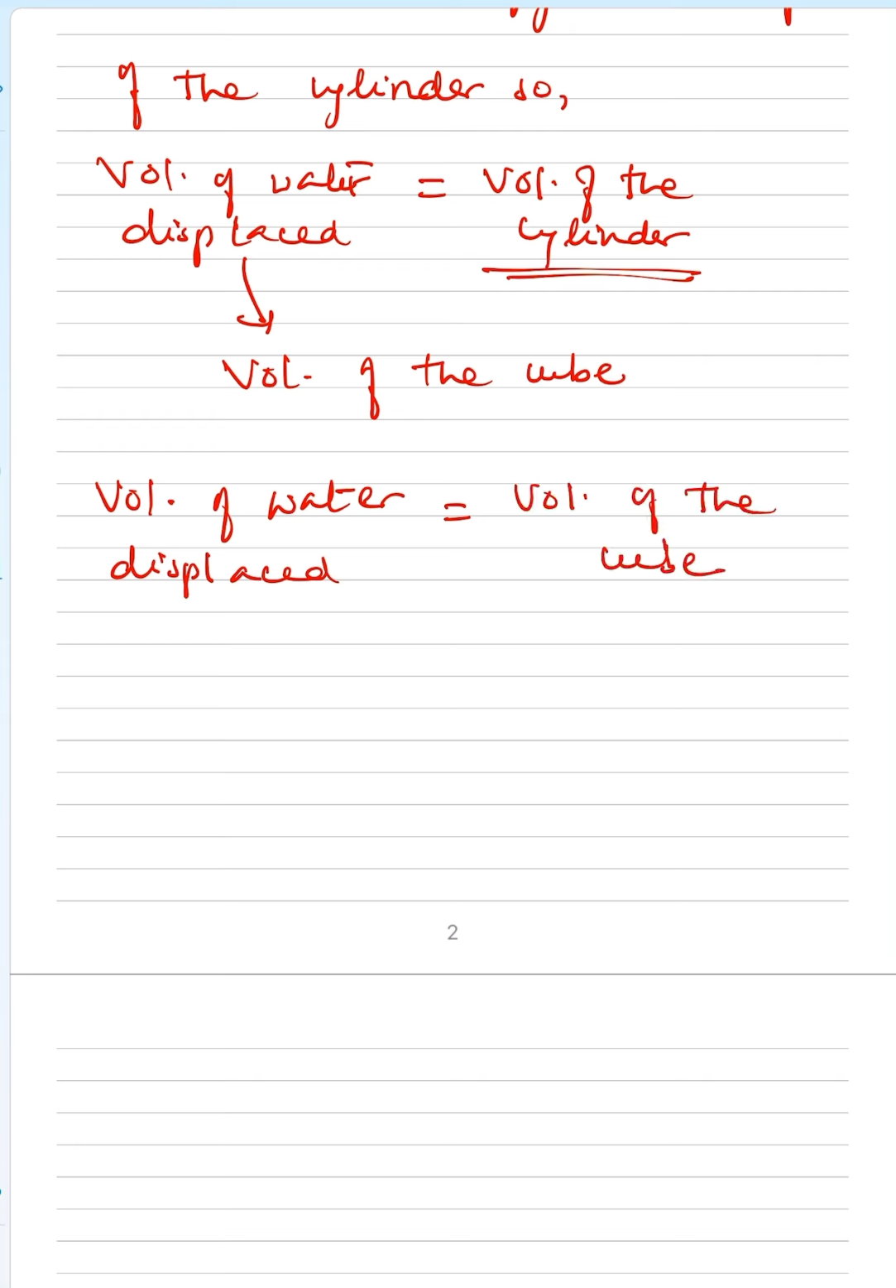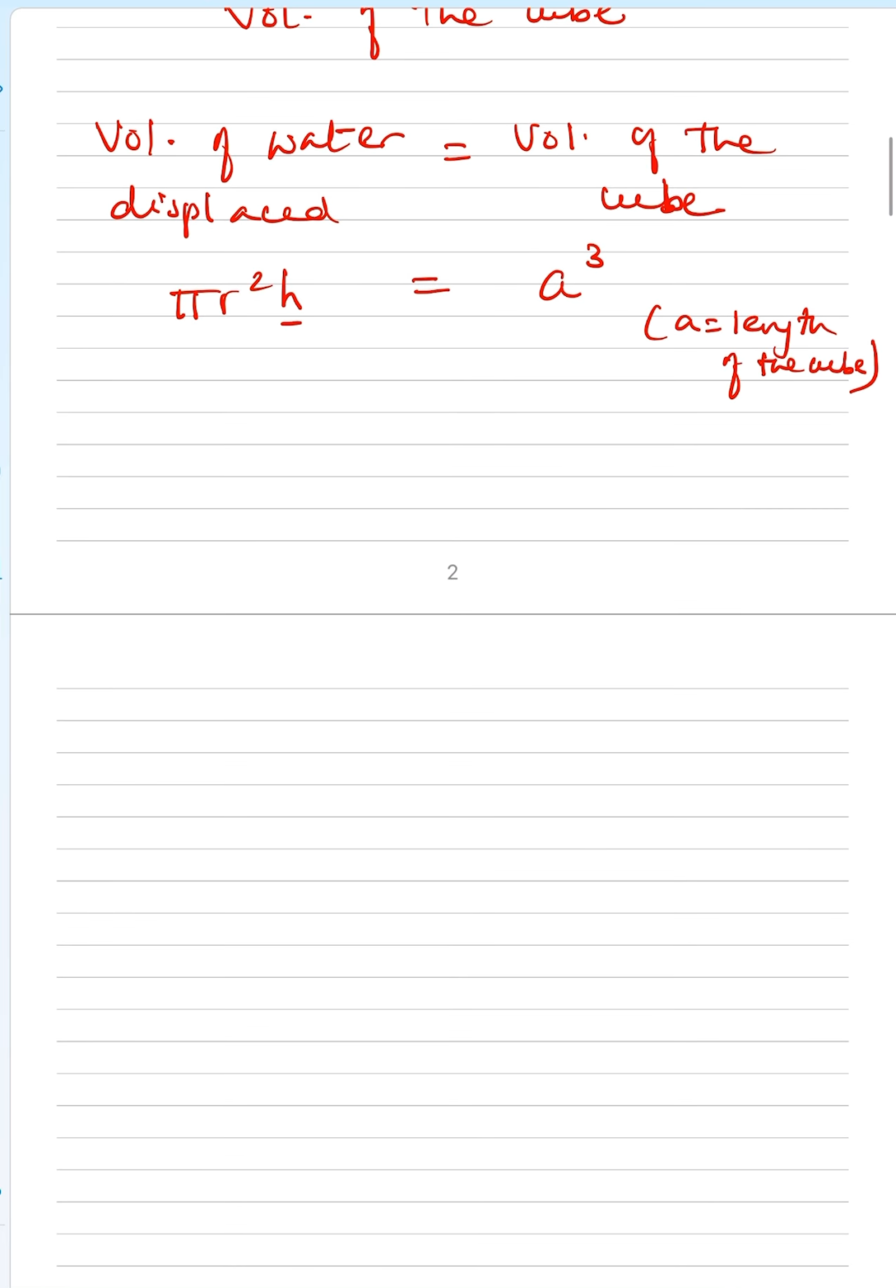What is the volume of the cube? That is a cube, where a is the length of the edge. So let me write pi r square h. This is the formula of the volume of the cylinder, but we are using it for the volume of the water displaced. Here we have to find the height, that is the rise of the water level. And this is equal to a cube. Here a is nothing but the length of the cube. The radius is again the radius of the cylinder only.